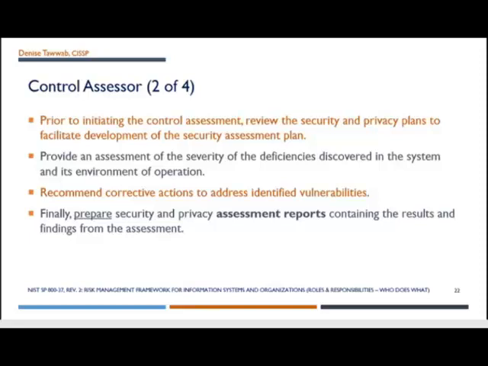Before initiating the control assessment, the control assessor will review the security and privacy plans to facilitate developing the security assessment plan. The control assessor provides an assessment of the severity of the deficiencies discovered in the system and in the environment of operation. They also recommend corrective actions to address identified vulnerabilities. And finally, the control assessor will prepare security and privacy assessment reports that contain the results and findings from the assessment.